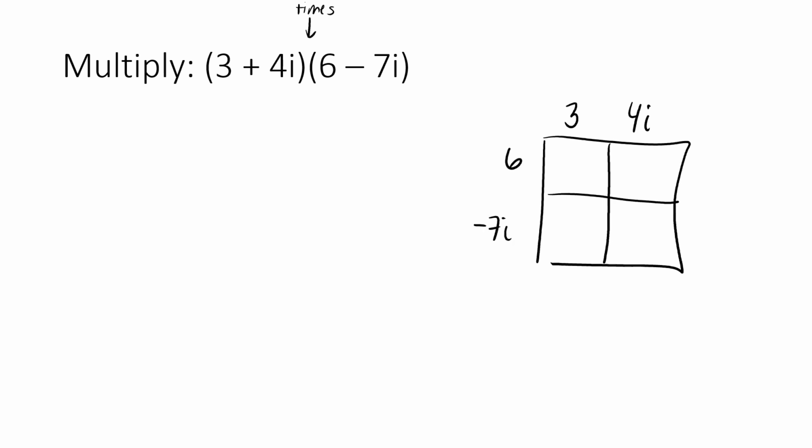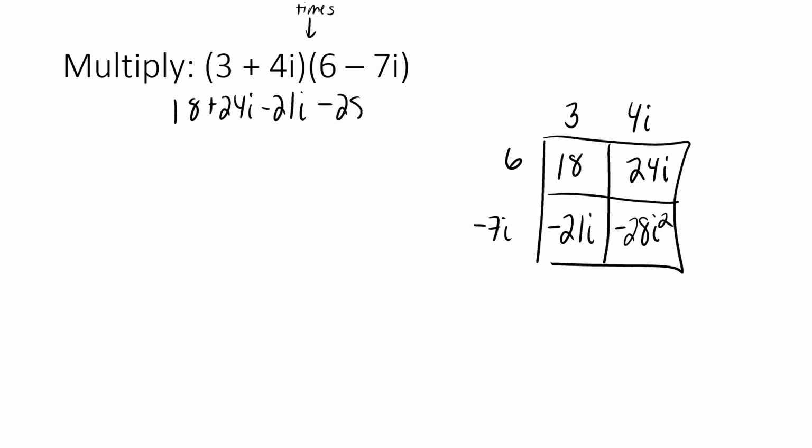Okay, and so 6 times 3 is 18. 6 times 4i is 24i. 3 times negative 7i is negative 21i. And negative 7i times 4i is negative 28i squared. So all the things you know about multiplying with, say, x's also apply to your i. So i times i gives you i squared, just like x times x gives you x squared. And then we're going to add all of these together. So we have 18 plus 24i minus 21i minus 28i squared.